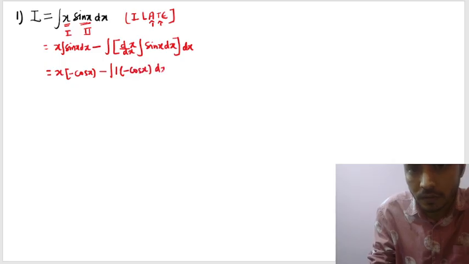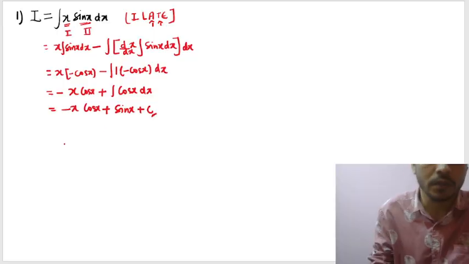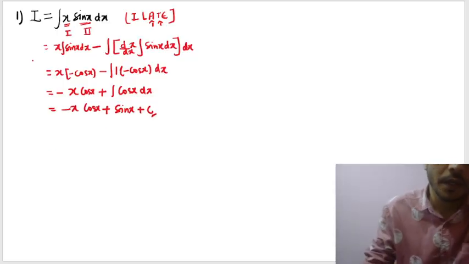And here minus integration of the derivative of x, which is 1, and this is minus cos x into dx. So now it will become minus x into cos x, and minus minus will become plus. Here now we have just the integration of cos x into dx. So it is minus x cos x plus, the integration of cos is sin x, plus c. So this is the answer of question number first, right?